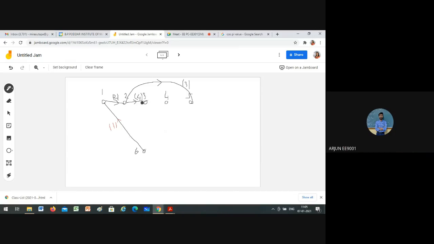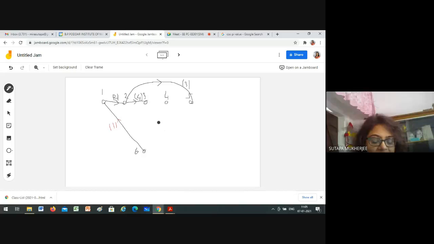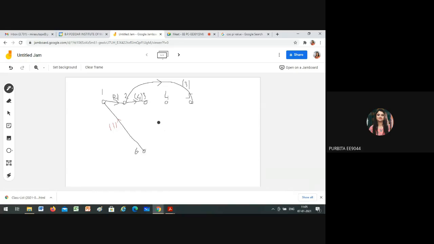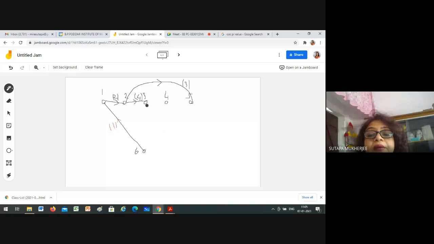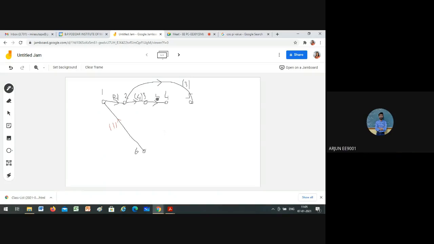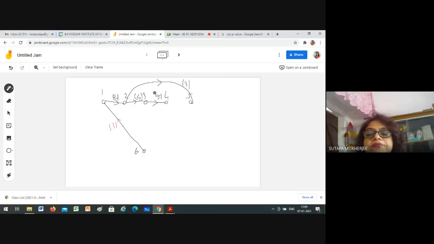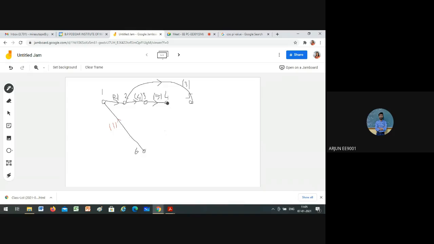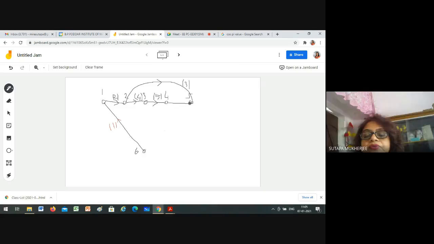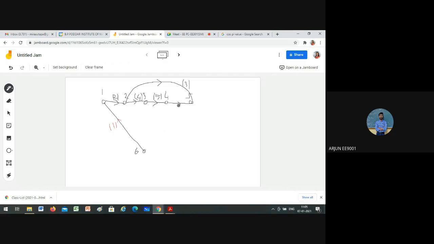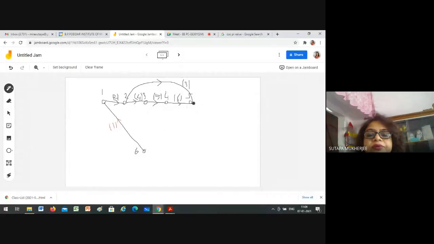Now come to 3 to 4. Branch number 5 is 3 to 4. Then 4 to 5 is branch number 6, in the same way with direction. And the last one is associated with 5 and 6: 5 to 6, branch number 7.